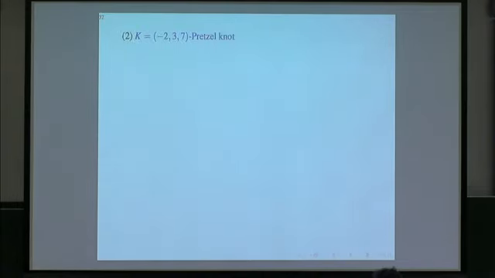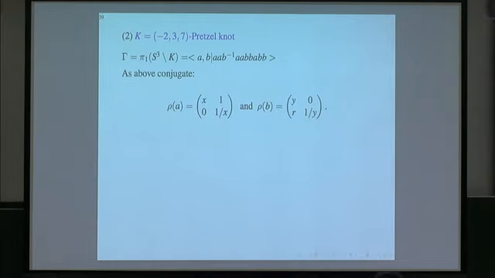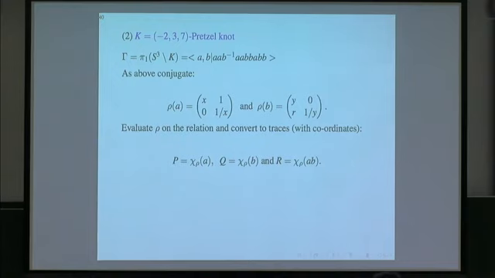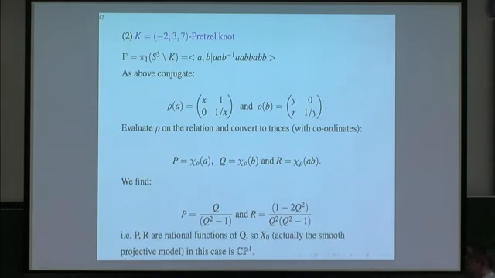For the minus 2, 3, 7 pretzel knot, you do the same computation. Here, A and B are not meridians. They're just a pair of generators. You do the same argument, and as you see, you conjugate here. You do the same kind of conversion to traces. And in this case, you find that the coordinates are just rational functions of Q. So we've got Q, and P and R as rational functions of Q. So in fact, in this case, the canonical component, at least the smooth projective model, is just CP1. So those are two fine examples.